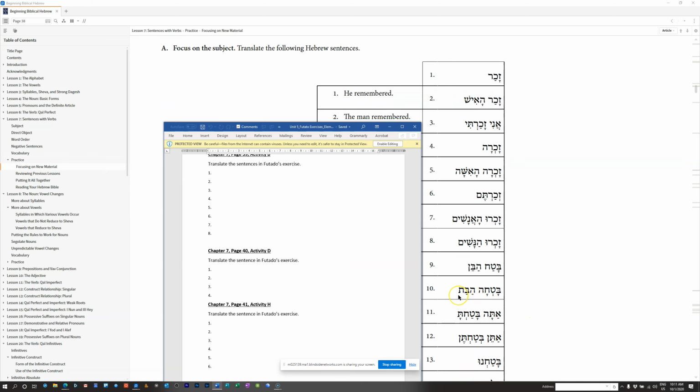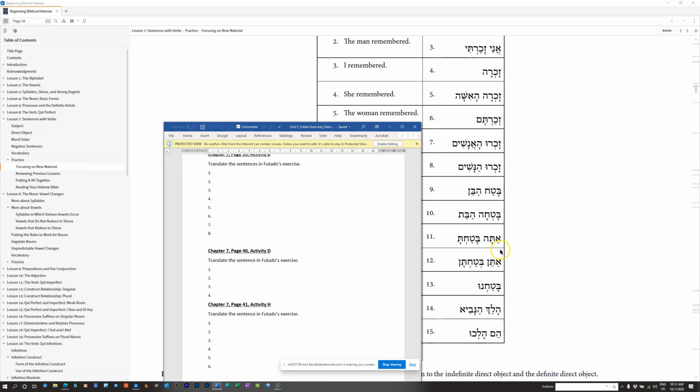Batacha Habat. So here we have Habat, the daughter. And since this is feminine, we have to change from the third masculine singular form, Batach, to the third feminine singular form, Batacha. Habat, the daughter remembered.